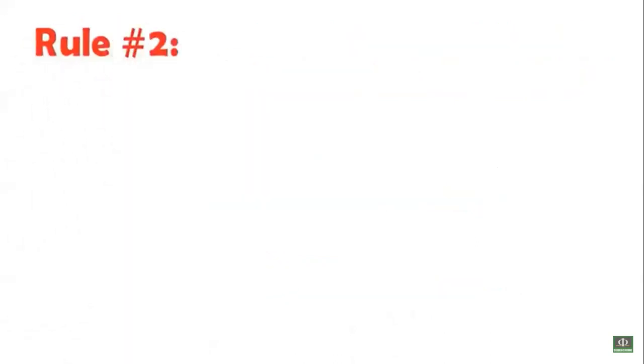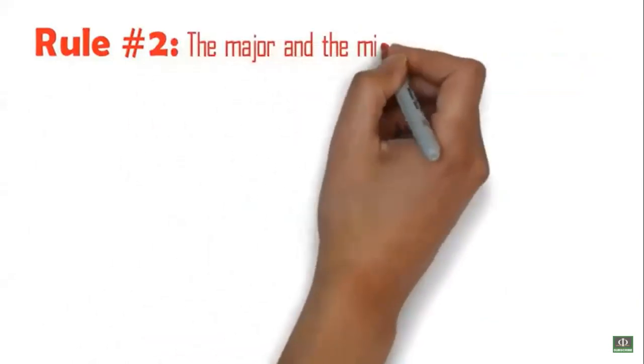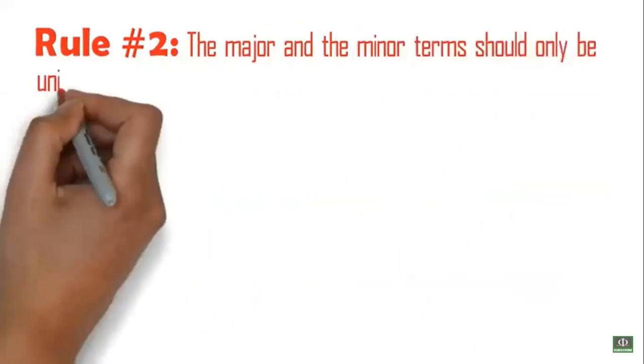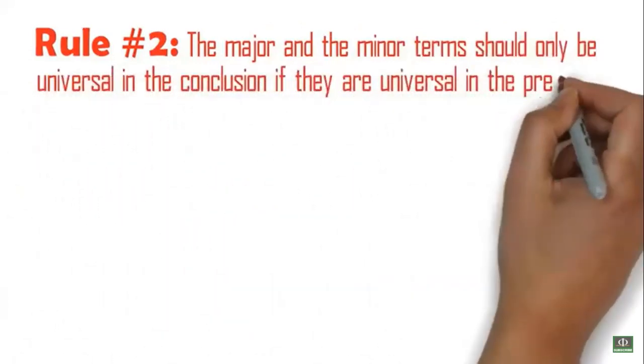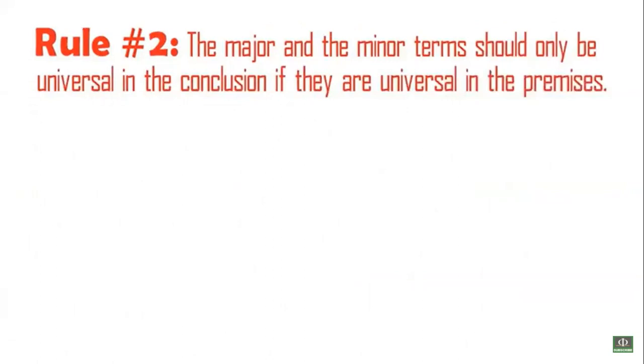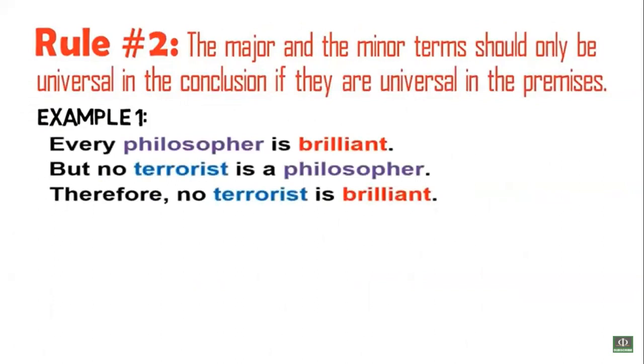Rule number 2 of the 8 rules of syllogism states, the major and the minor terms should only be universal in the conclusion if they are universal in the premises. Example, every philosopher is brilliant, but no terrorist is a philosopher. Therefore, no terrorist is brilliant.